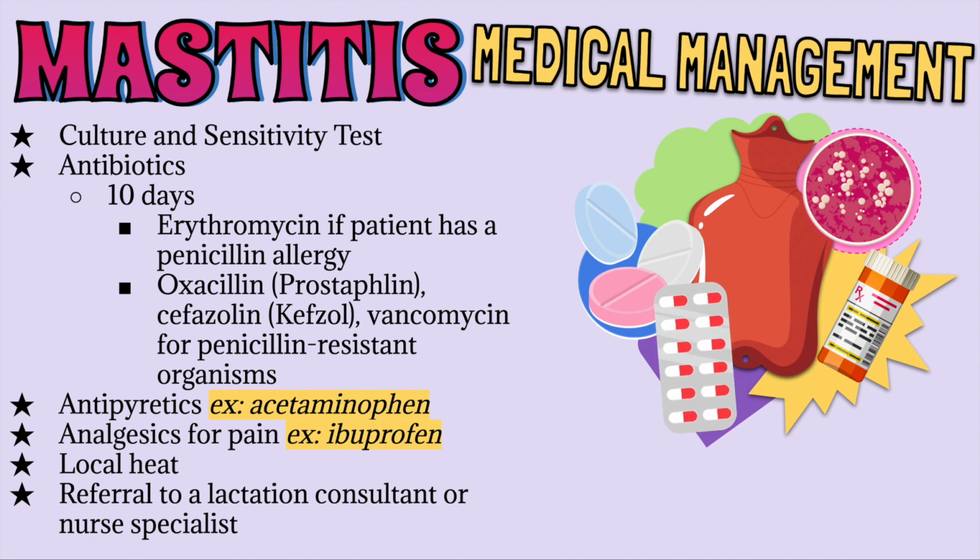The patient is usually prescribed an antibiotic from the penicillin group, but the type of antibiotic the patient is prescribed can also depend on certain factors, such as allergies or bacterial resistance. So for example, if the patient has a penicillin allergy, the healthcare provider may prescribe erythromycin. Now let's say that the culture and sensitivity results return, and it turns out that the agent causing the infection is resistant to penicillin. The healthcare provider would likely prescribe an oxacillin, a cephalosporin such as cefazolin, or vancomycin, which are all safe for breastfeeding women.